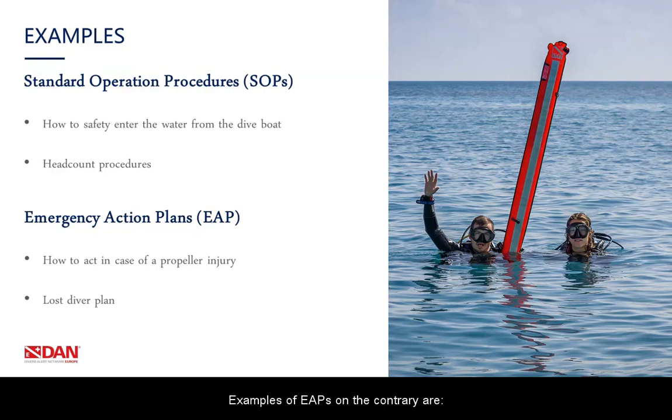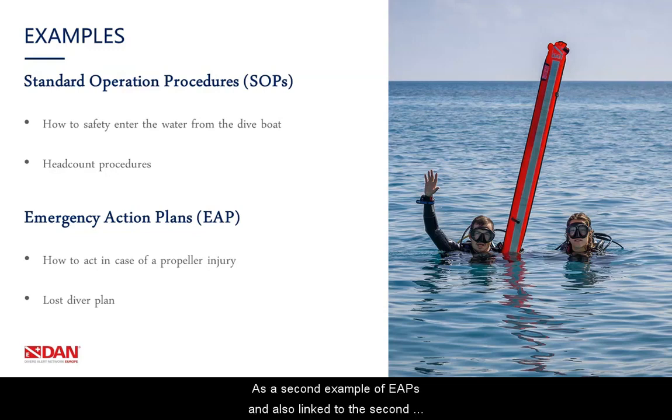Examples of EAPs, on the contrary, are how to act in case of a propeller injury, or to link it to the example of SOPs I mentioned earlier, what your actions would be in case an accident happened, even if standard operation procedures were respected, or if for whatever reasons they were not respected. So what would you do in that case?